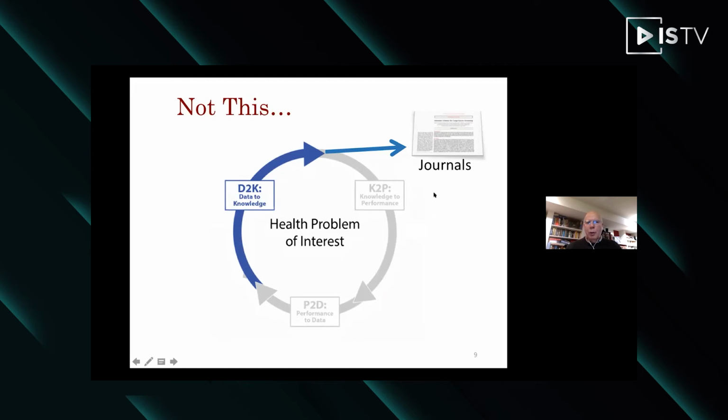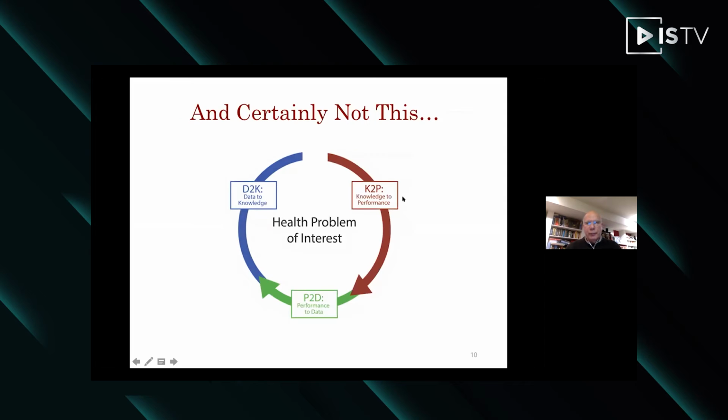And too often what we who have been trained to be good academics do is then go on and collect new data, take that data to knowledge, and publish another paper. Again, hoping that there is someone here to take that new knowledge and put it into practice. But too often that isn't the case.